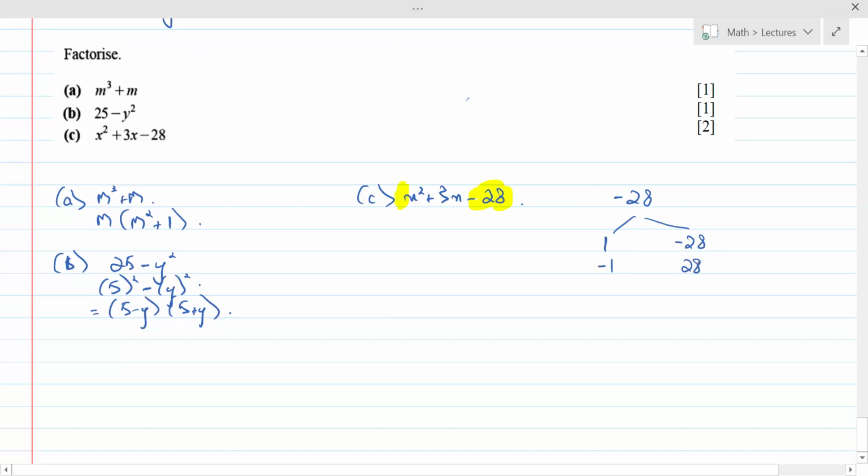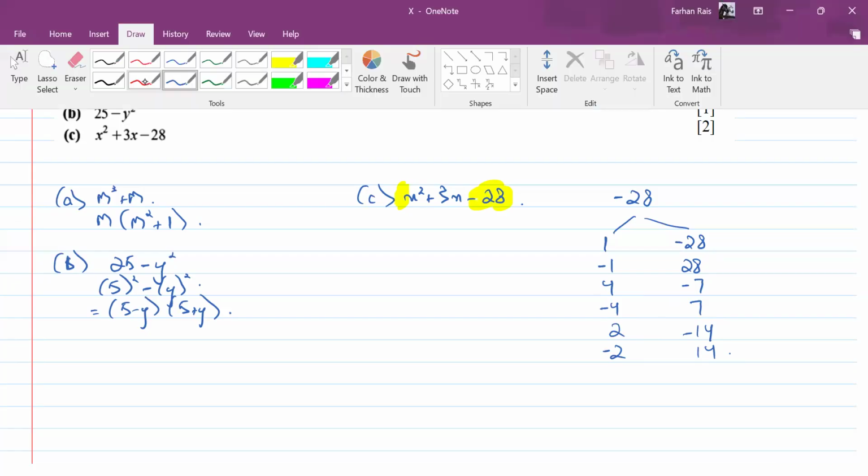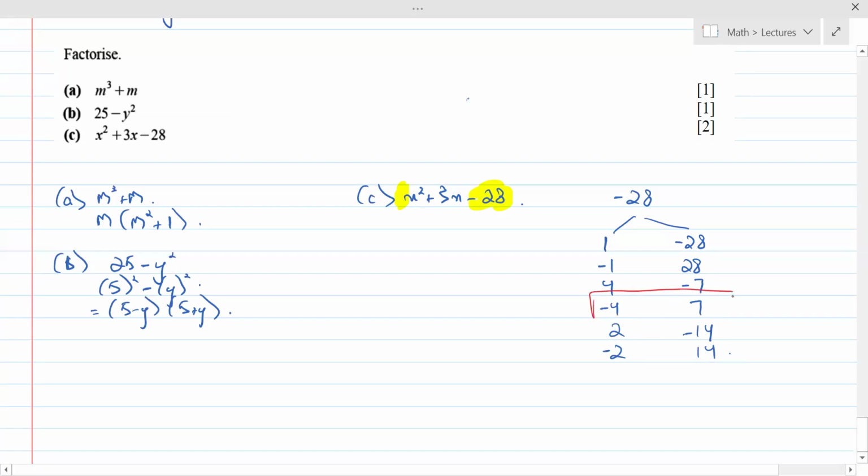And for minus 28, the other possible factors are positive 4 into negative 7, negative 4 into positive 7, and then we have 2 into 14, negative 2 into positive 14. Now, out of all these factors, the middle term can be broken down as minus 4 and 7, because minus 4 and 7 when added gives us a positive 3.